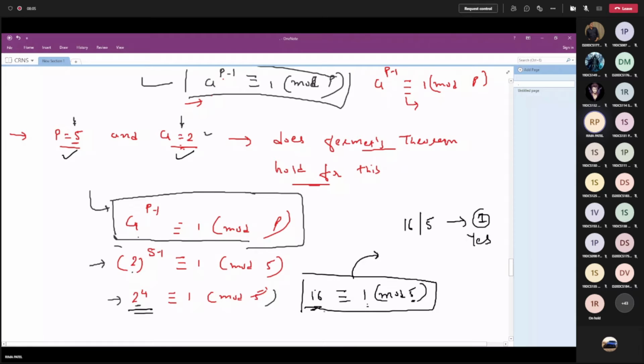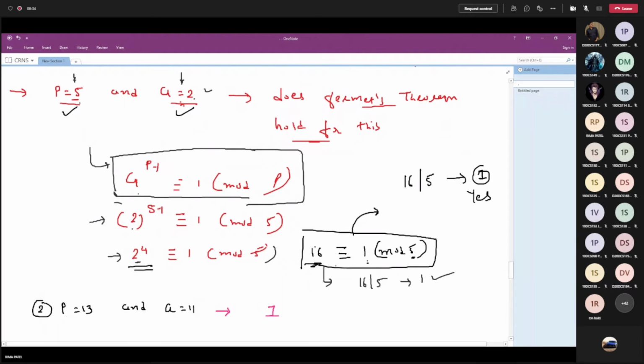Now if I simplify this equation, that means what? If I divide 16 by 5, the remainder should be 1. If you are getting remainder 1, that means yes, Fermat's theorem holds for both P equal to 5 and A equal to 2. Easy enough? Yes or no? Yes, ma'am. Yes, ma'am. Okay.